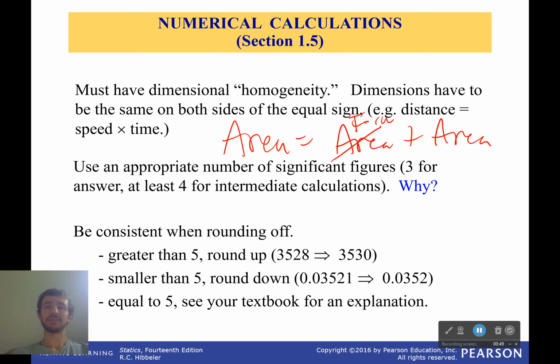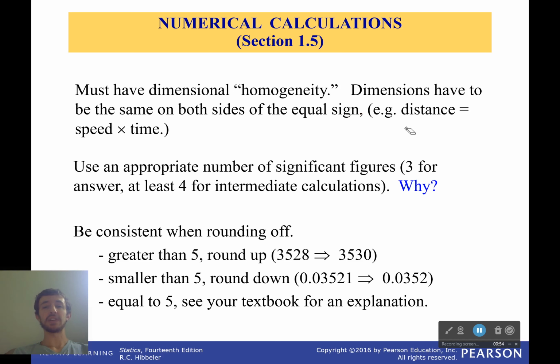Okay. Use an appropriate number of significant figures. However, make sure you keep all those numbers until the very end. I'm just going to be super honest with you. Don't get rid of any sig figs until the end. But at the end, give it 3 or 4. 3 for your answer, typically 4 if it begins with a 1. That's the standard. And then be consistent when you're rounding off. Round up if it's more than 5, round down if it's less than 5. If it's equal to 5, just be consistent. And your textbook will tell you exactly what to do.